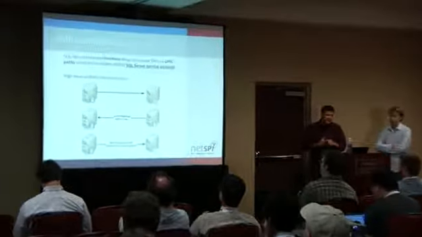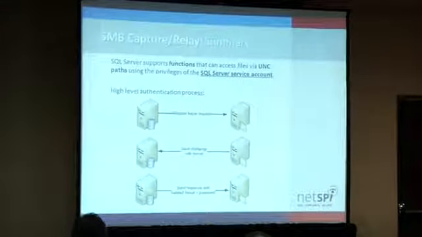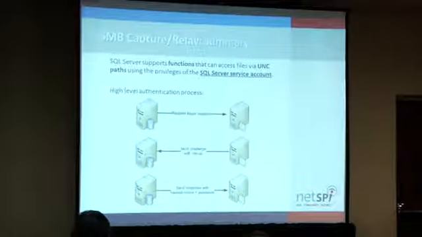Basically, what SMB relay is, in summary, is that if you're in the middle of a connection between server A and server B, you can intercept the connection, the authentication, and forward it off to another server, creating a legitimate authenticated connection to that server if it's accepted on the other endpoint.